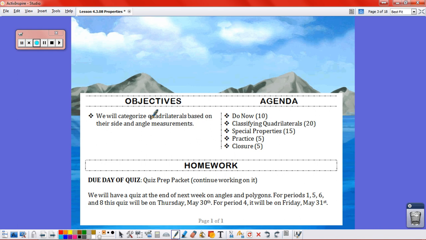Okay, so only one objective today. We're going to categorize quadrilaterals based on their side and angle measurements.